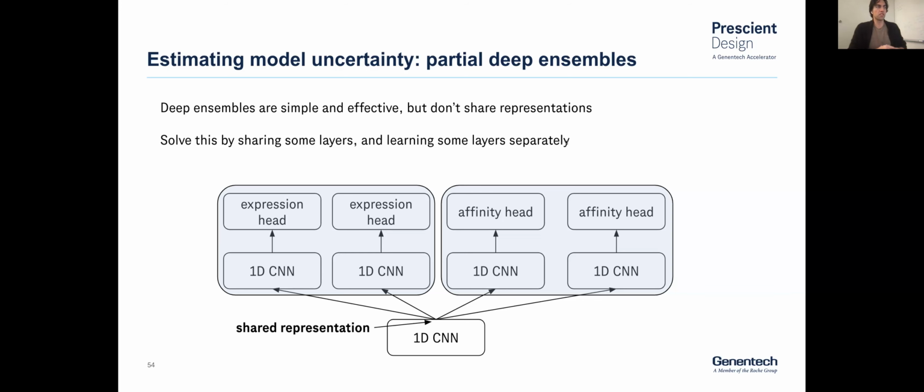And so what we're going to do is something called a partial deep ensemble, where the first, let's say, k layers in the network are shared. And then when you reach the branching step, you copy those branches. And so you have, in the end, a network where the shared components are not ensembled, but the branching parts are ensembled. And so that's what we call a partial deep ensemble.